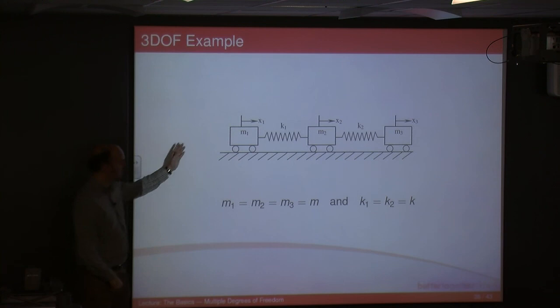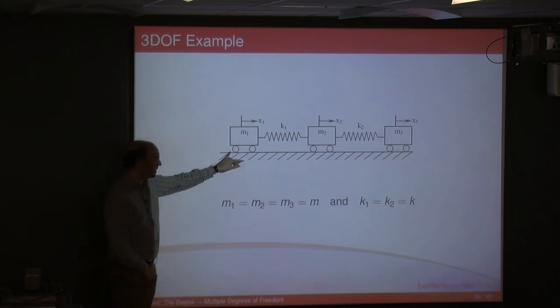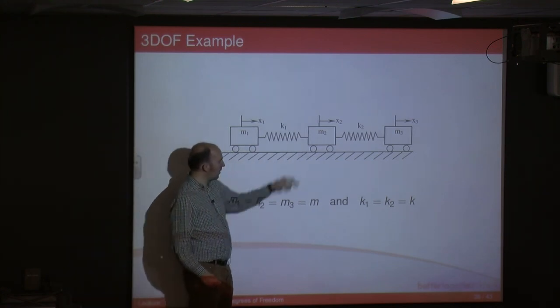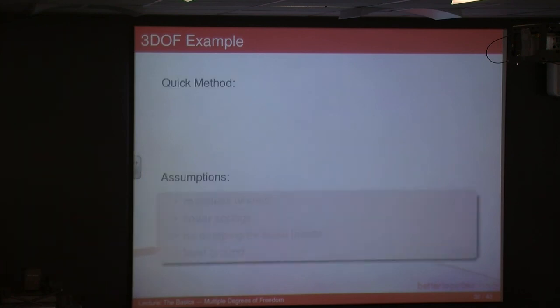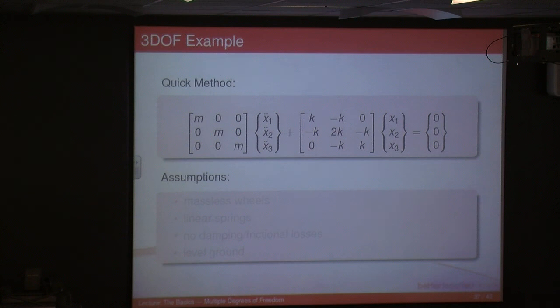It's semi-definite. It's not connected to ground with a spring or mass. Obviously it's running on ground, but we don't need to worry about that. We assume the wheels have no mass, and there's no friction, and the springs are linear.